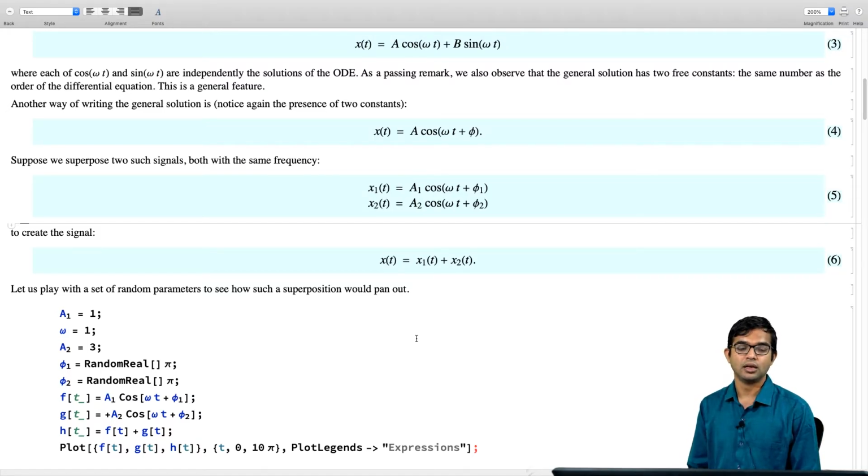Random real will give you a number between 0 and 1, drawn from a uniform distribution, right? It's a useful function which Mathematica has inbuilt, and here I'm trying to generate phases which are truly random. So I'm just taking it to be some arbitrary multiple of pi. I could have taken it to be an arbitrary multiple of 2 pi, right? But you can play this game. So let's see what happens.